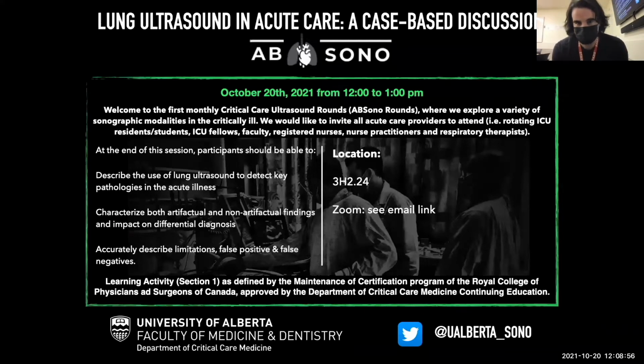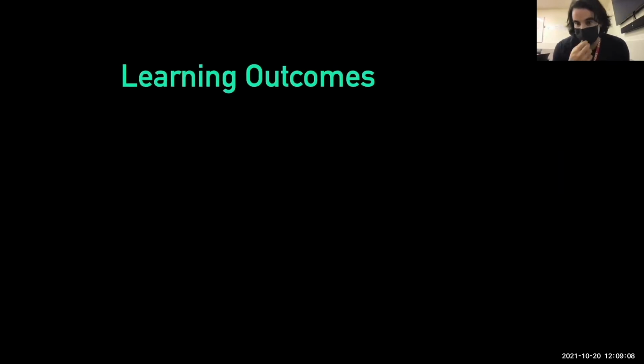This is a case-based discussion about lung ultrasound and critical care. I picked a few cases that I thought would be interesting, to provide some insight into the general approach of using lung ultrasound, thoracic ultrasound. I hope this to be interactive. I find Zoom is a bit punishing that way, but please do not hesitate to speak out and provide some potential solutions or answers where you see fit.